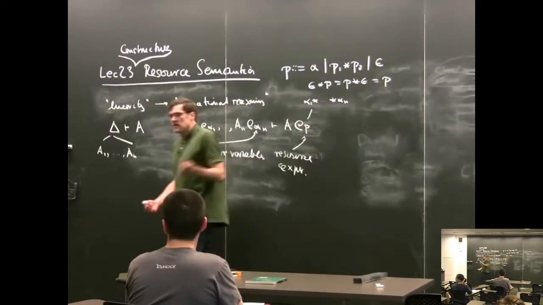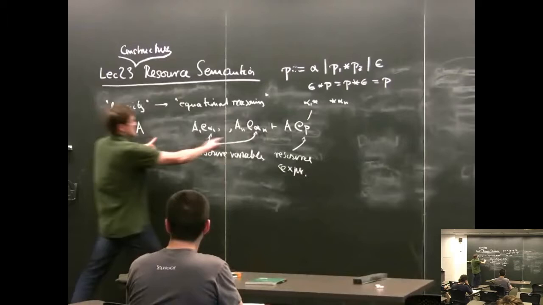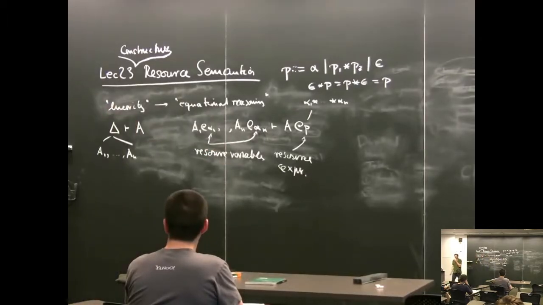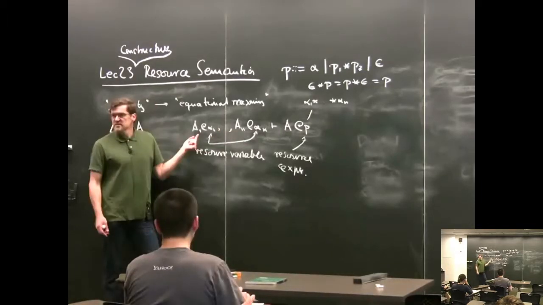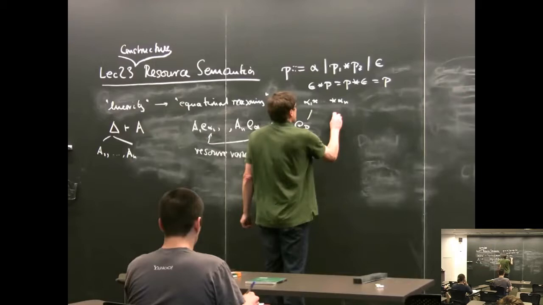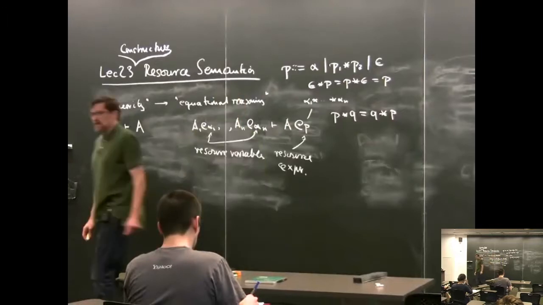Okay. Now, what other equations might we have about these resources? If we think about this sequence representing in this resource form. Commutativity, okay. And that's because the order of these assumptions in linear logic does not matter. So we can flip these two. So we also have P star Q equals Q star P. What else would we have?